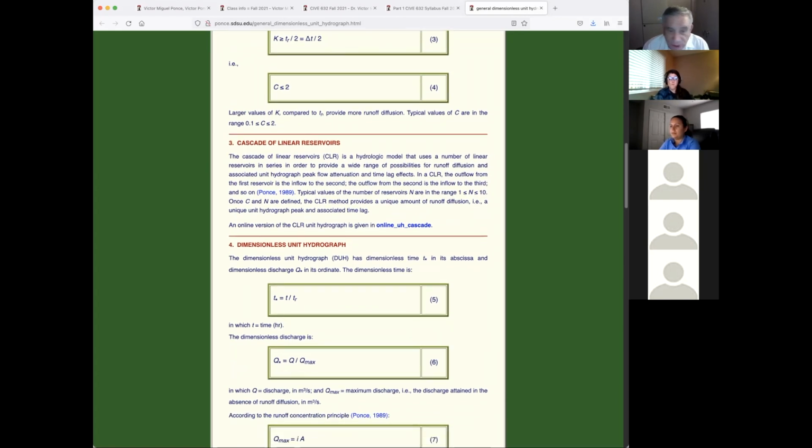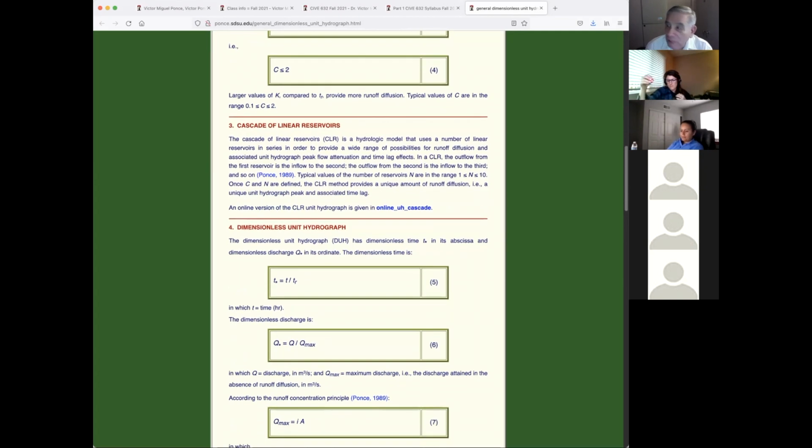Okay, once N is defined, the CLR method provides a unique amount of runoff diffusion, a unique unit hydrograph peak and associated time lag. What I did not know at the time, I had a suspicion, but I really didn't know for sure, is that there's a lot of similarities between the convolution theory and the Cascade of linear reservoirs. As a matter of fact, they're one and the same, and I'll show you later that that is a fact. You can start with the Cascade and get an answer. You start with the convolution and get the same answer with the same data.